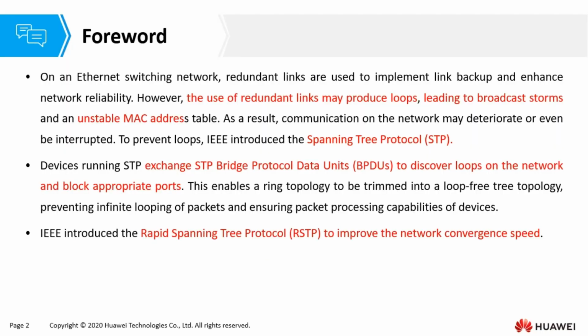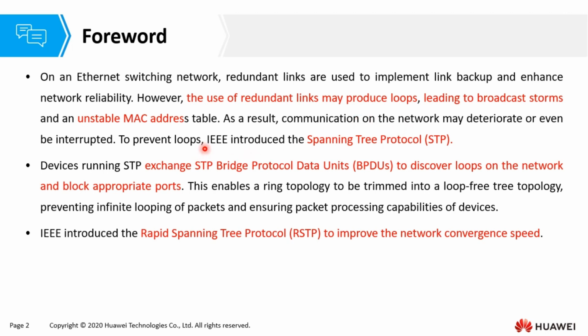Okay, basically on an Ethernet switching network, or what we normally call a layer 2 local area network, you need to implement some redundant links to ensure network availability and network reliability. That means in case any link is broken, we still have a backup link to transmit the packets.